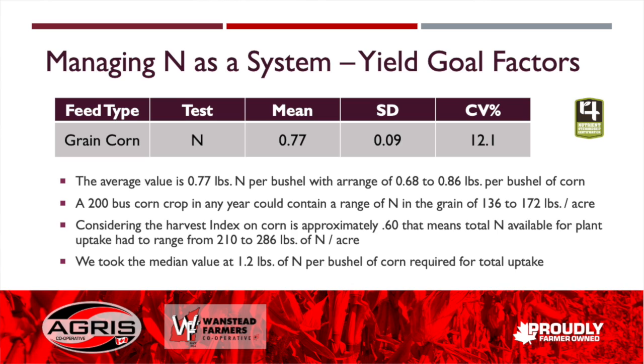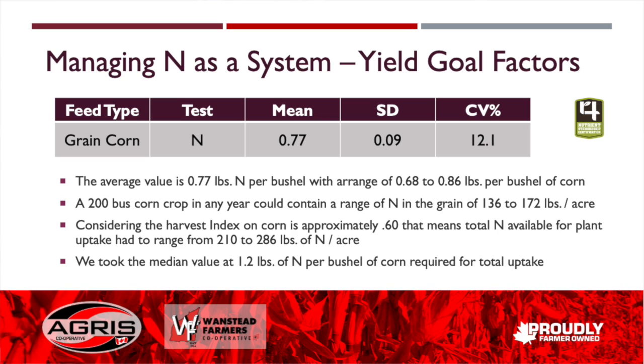of N. So if you look at a 200 bushel corn crop, that means in the grain, it will contain between 136 and 172 pounds of N. So that's in the grain. If we consider a harvest index of 0.6, which means 60% of the N that the crop takes up will be in the grain, that means we must have supplied 210 to 286 pounds of N per acre.